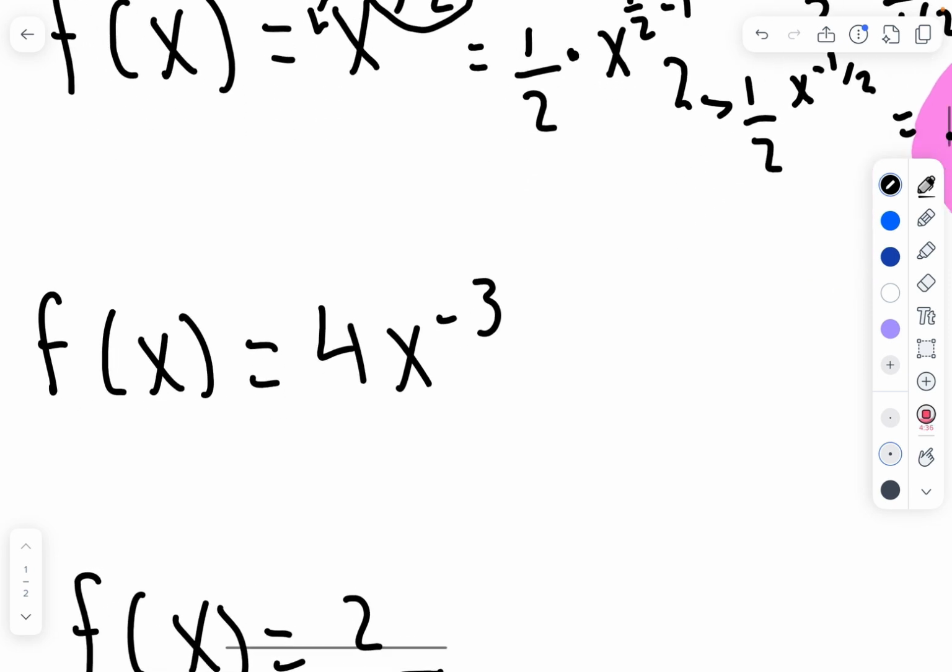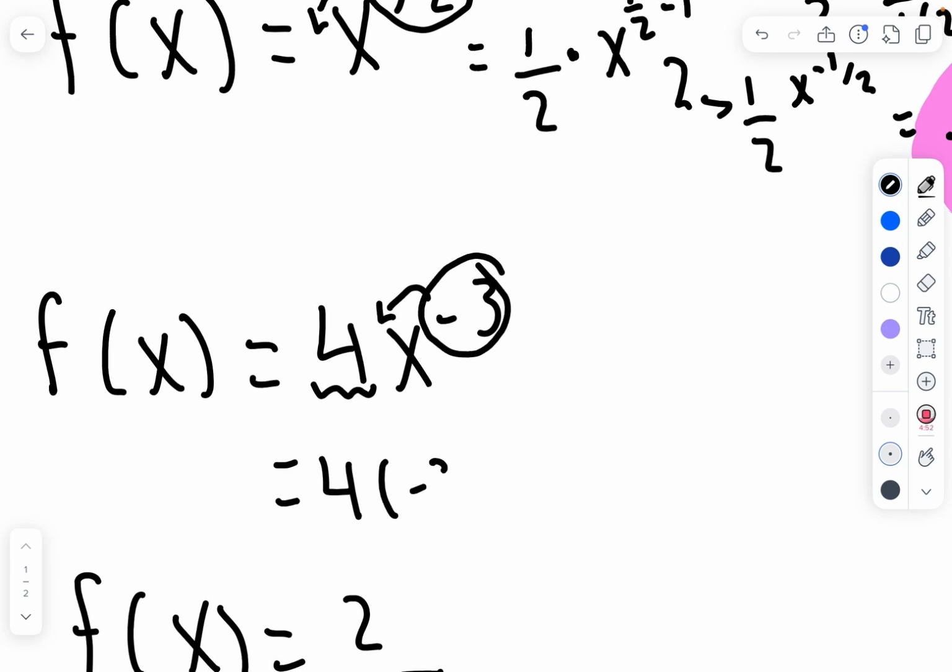We have 4 times x to the power of negative 3. We already know we're going to ignore this first number here, 4, keep going with our business, and then multiply that in at the end. So this is going to get multiplied in there. We have times negative 3, and then x to the power of our n value, which is negative 3, minus 1.